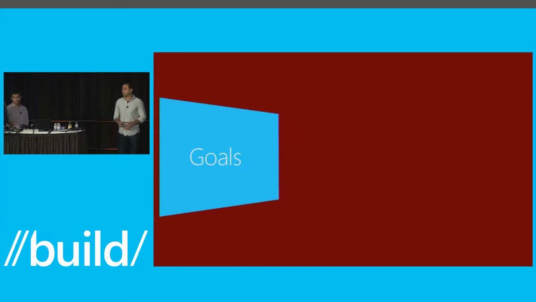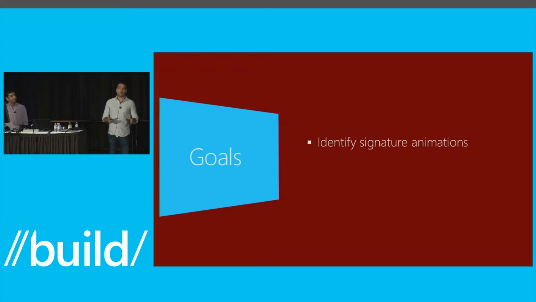Let's talk about the goals today. These are very simple. First, we'll talk about how to identify the signature animations. Now, as a user, when you use the Windows Phone, you see a lot of animations in there, but you're not able to break them down and call them by individual names. So as app developers, it would help us if we can call them out by names and identify each one of those. So we'll talk about that.